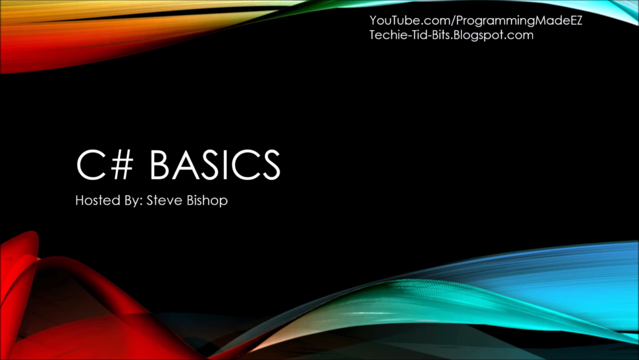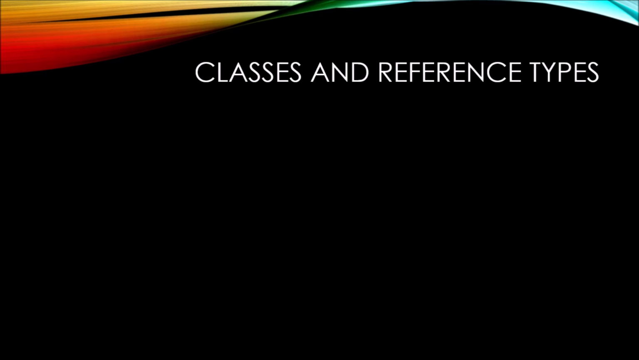In this video on C# Basics, let's take a look at classes and reference types. So I thought this would be a good time to introduce the idea of reference types and how they differ from something called value types. Value types are your more traditional variables, where the value is actually stored within the variable.